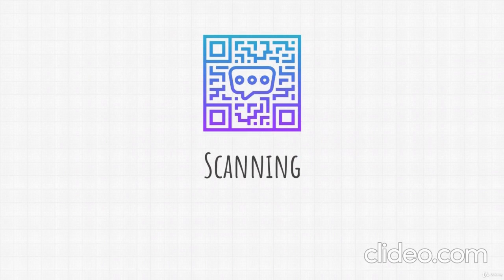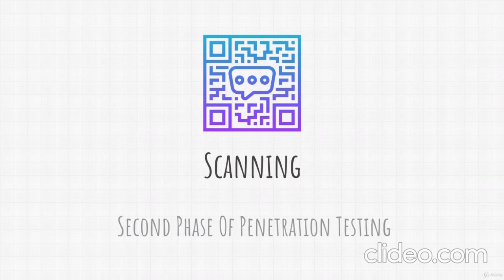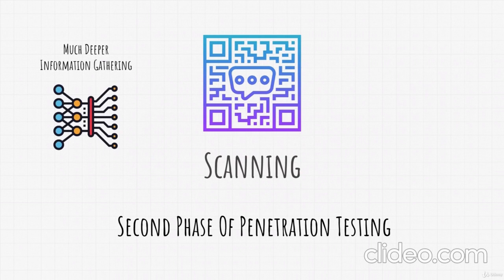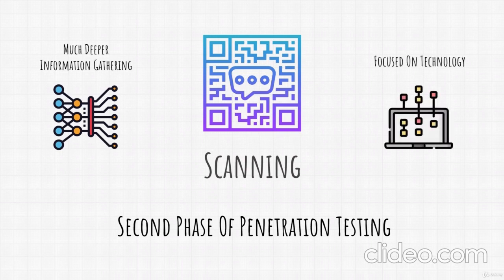We have covered information gathering, which was the first phase of penetration testing, and now we will proceed with the second stage by scanning our target and trying to get even more information about it. The difference between information gathering and scanning is that scanning is performed on a much deeper level. And while in the first phase we gathered all kinds of information such as emails, phone numbers and a bunch of other things, in scanning we are mainly focused on the technology side. So we want to find out as much as we can about our target's technical aspects.